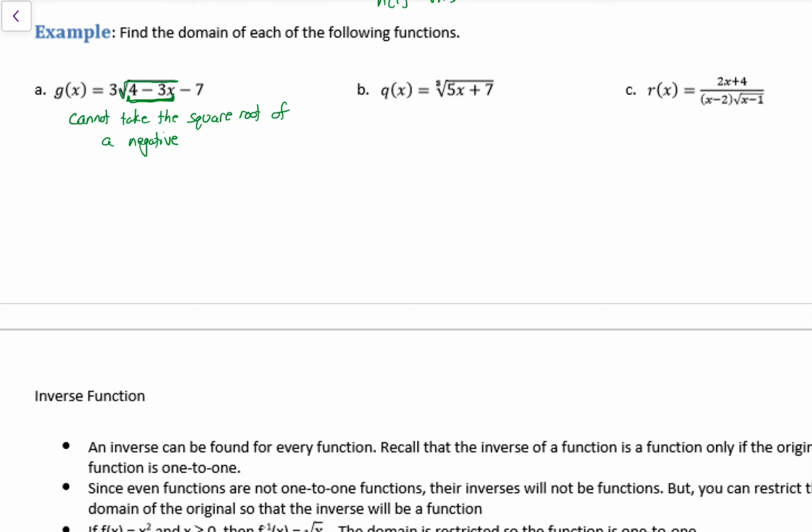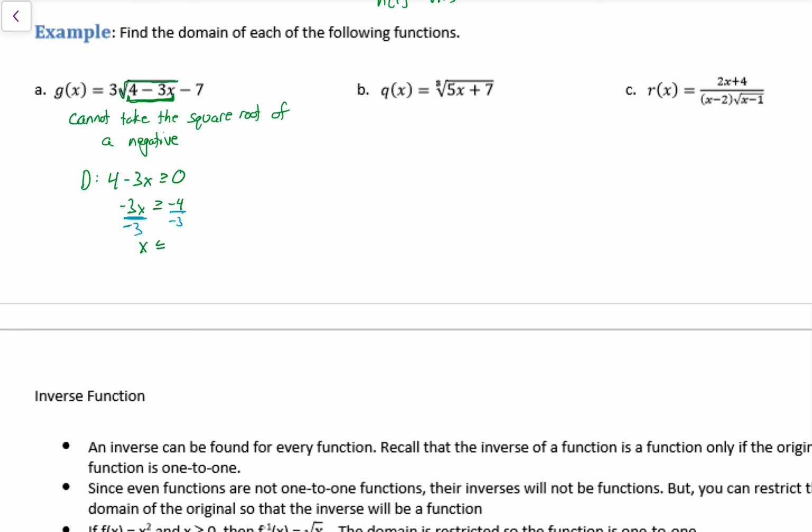So our domain, and we're going to do some work with this, but really our domain boils down to 4 minus 3x has to be greater than or equal to 0. We don't leave it like that because we can simplify that inequality, and we will do that. So we can subtract 4 from both sides. Negative 3x is greater than or equal to negative 4, and divide both sides by negative 3.